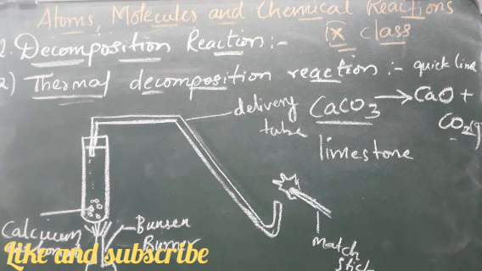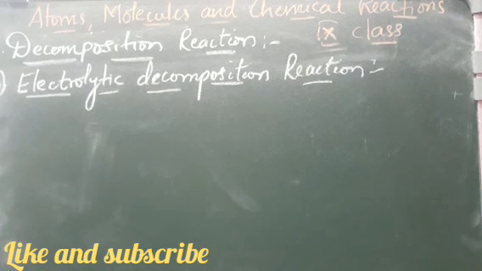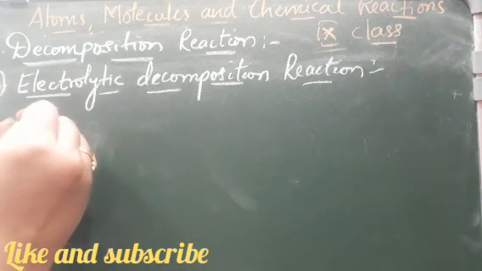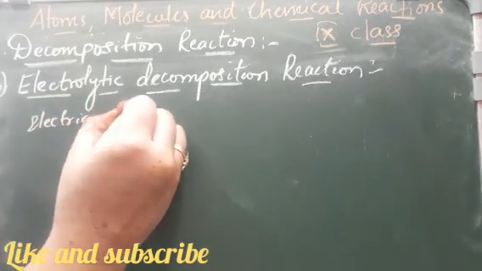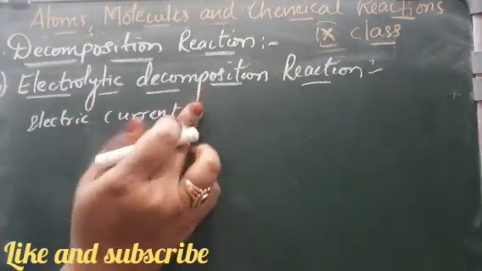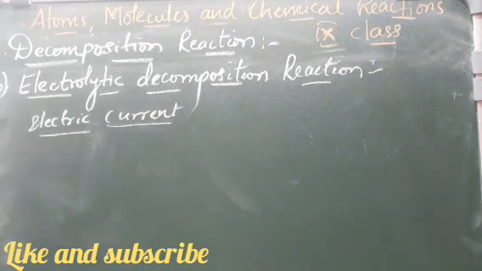So next is the electrolytic decomposition reaction. In thermal decomposition we have seen that when we are using heat energy, when we are heating up the components, it is giving the product. Here electrolytic decomposition means that we are using electric current, right? Electrolytic is nothing but electric current. So here we are using electric current to decompose the reactants into a product. So this is called the electrolytic decomposition reaction.